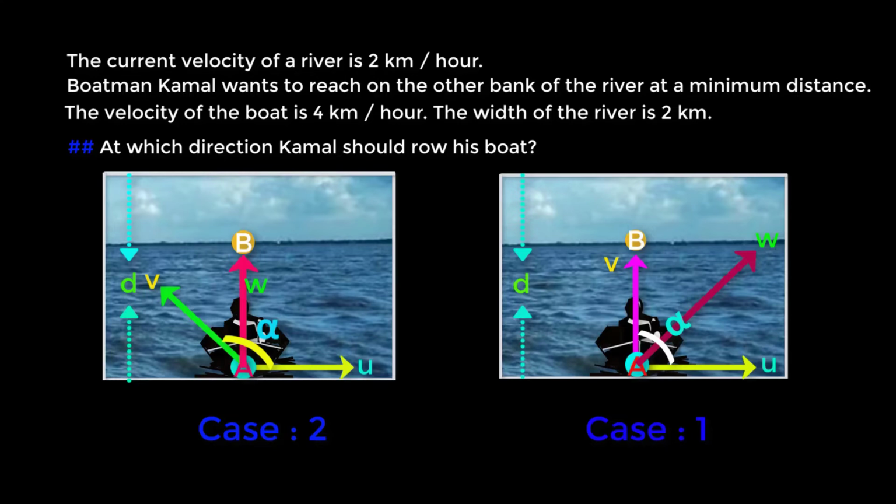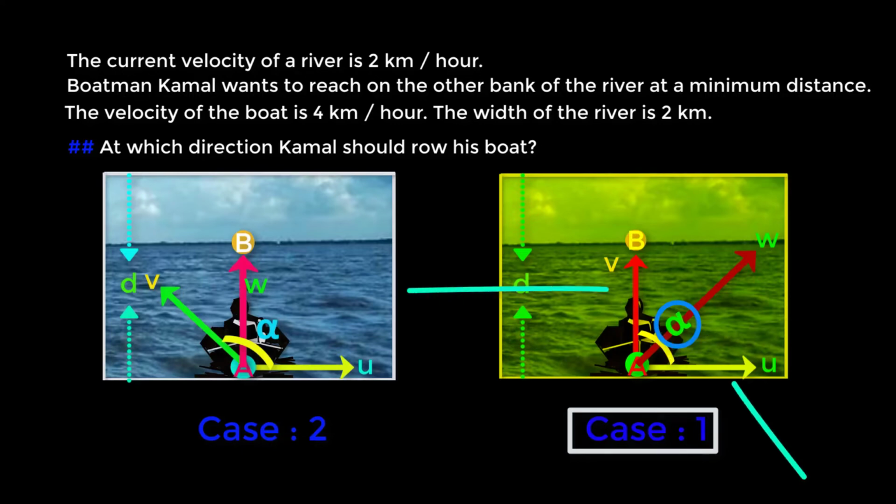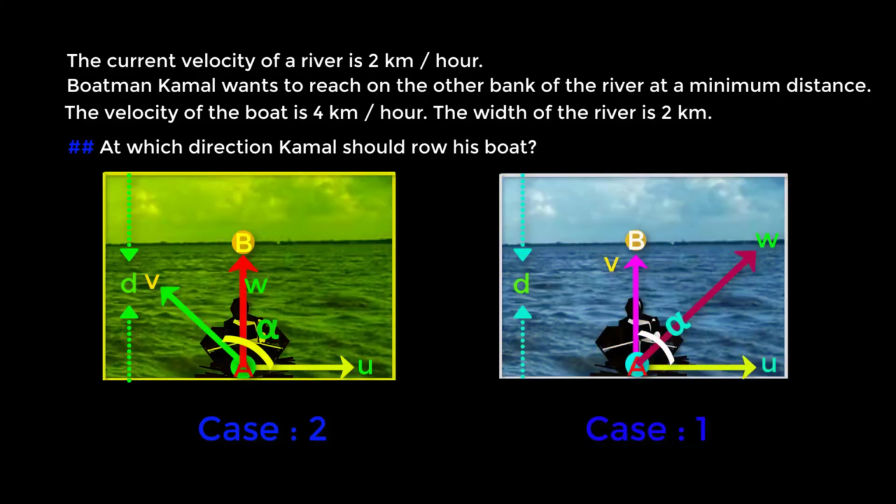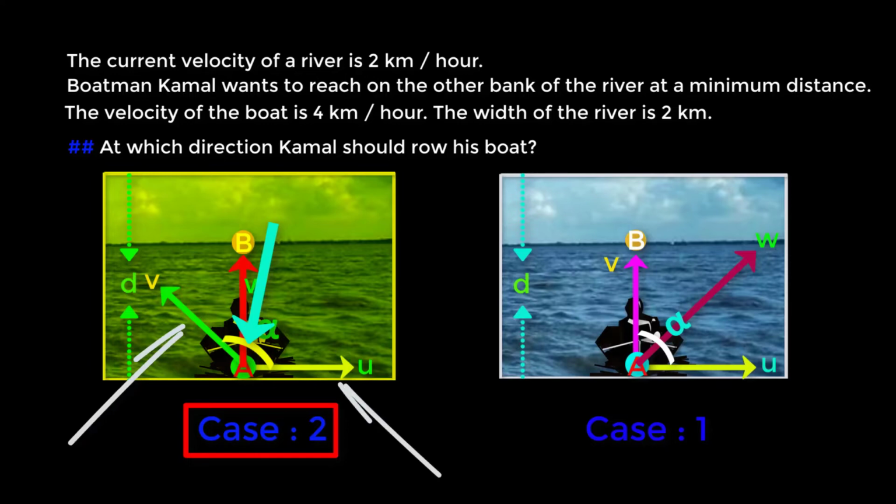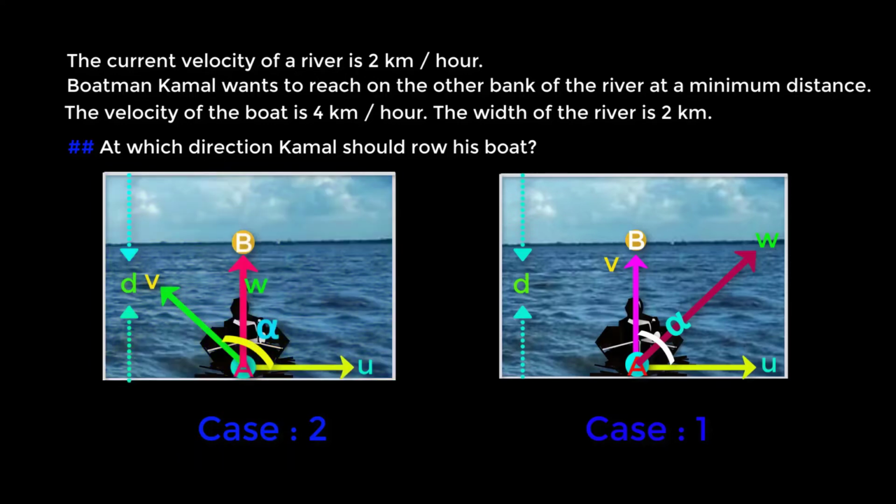Now listen carefully. In this case 1, this is the angle alpha, and this angle is between these two vectors. And in this case 2, this is the angle alpha, and this angle is also between these two vectors. Now the question is, between these two alphas, which alpha will be our required alpha?